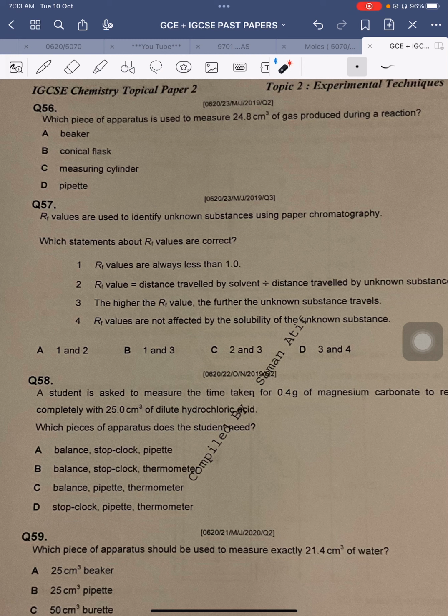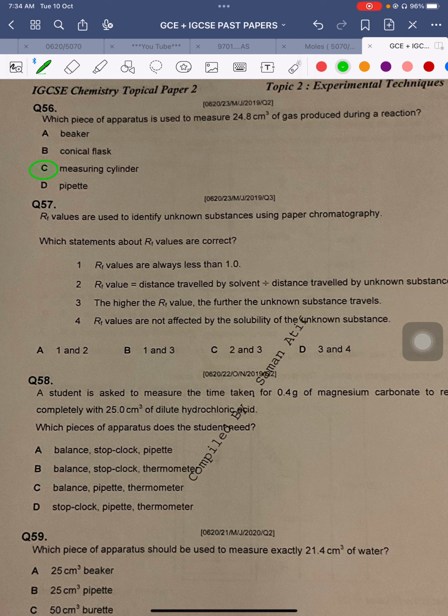Okay. And now it is a measuring cylinder. Yes, it can be used because measuring cylinder is an apparatus which has a calibration, which has measuring marks on it, and it can measure very accurately. So right now it is a pipette, and that is also not used for this purpose. It is used for measurement of 25 centimeter cube very accurately in the experiment of titration. So C is the right option for this.